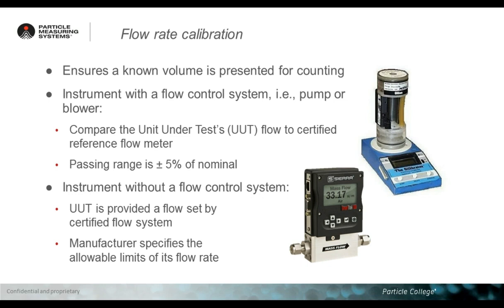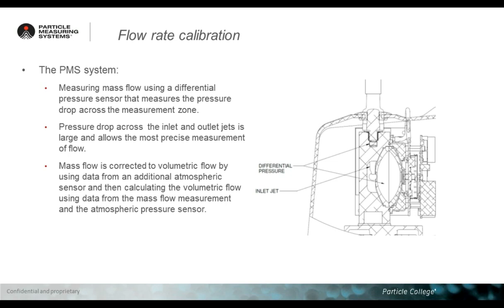As I said, the passing range for instruments that are employing a flow controller is 5%, while the instrument without a flow control system doesn't have a specific passing range, and it is the manufacturer that is allowed to define the specific range. So ask your supplier to provide this information.